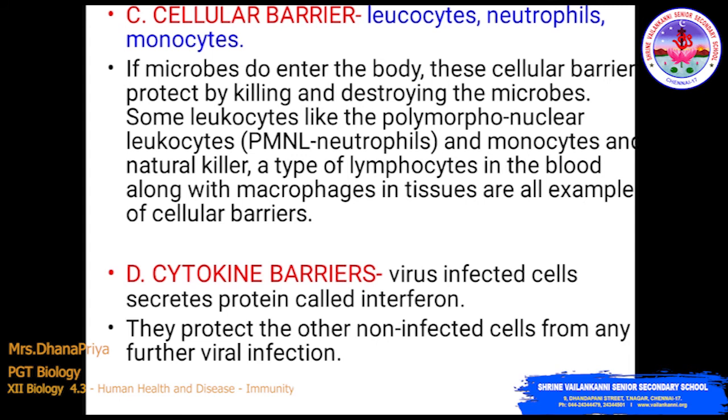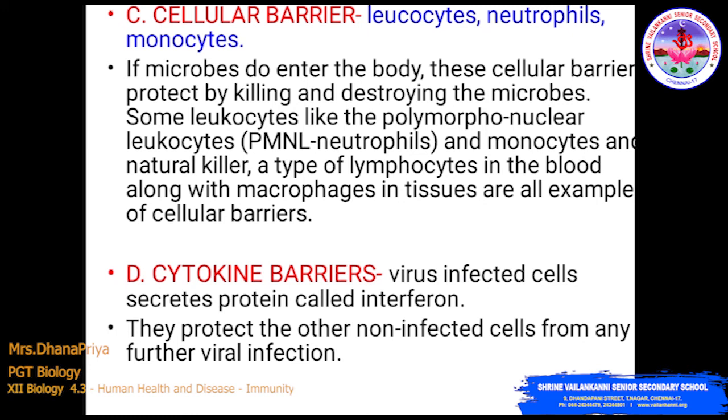Next we move on to the cellular barrier. Leukocytes, neutrophils, and monocytes are examples. These are the WBC cells, yes, white blood cells, which fight against disease. We call WBCs the police force of the body. If microbes do enter the body, this cellular barrier protects by killing and destroying the microbes.